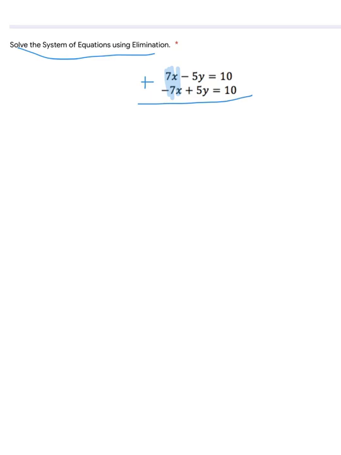So I'm going to add my equations together. 7x plus a negative 7x gives us 0. And then we have to add each set of terms. So then we have negative 5y plus 5y. Notice that also cancels out and gives us, well, we'll write it as plus 0 equals 10 plus 10, which is 20. So when we added our equations together, we ended up with 0 equals 20.